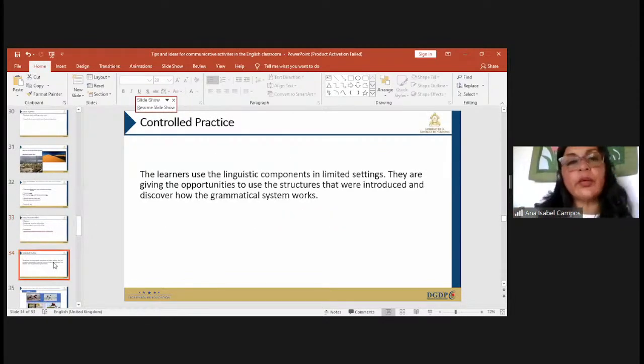Then we move into what we call controlled practice. If you continue watching that video, you will see that it has controlled practice because then students are requested to read or to say something in past, right? So it moves into the usage of the form, that in this case is the past tense, in a very limited setting. So they are using it, but still in a very controlled way.